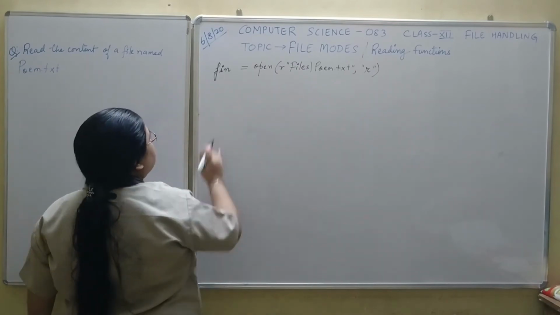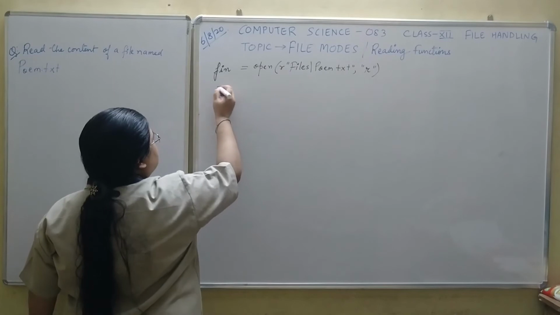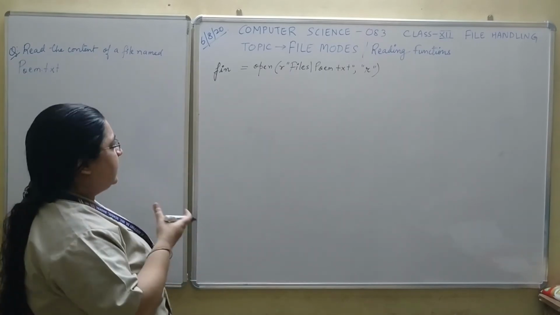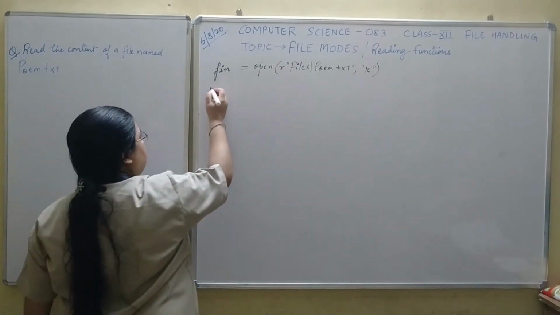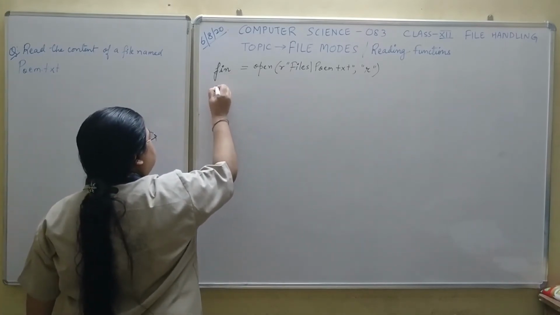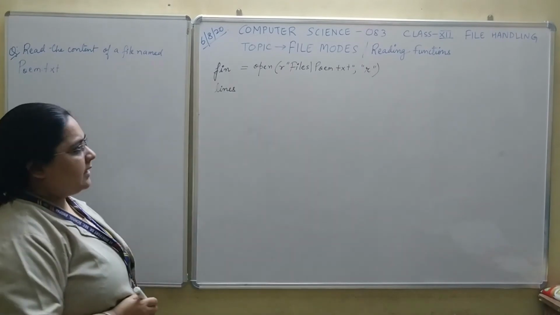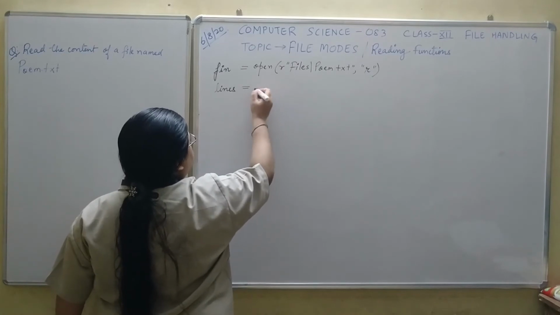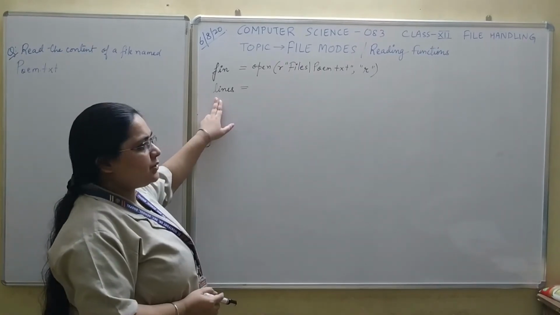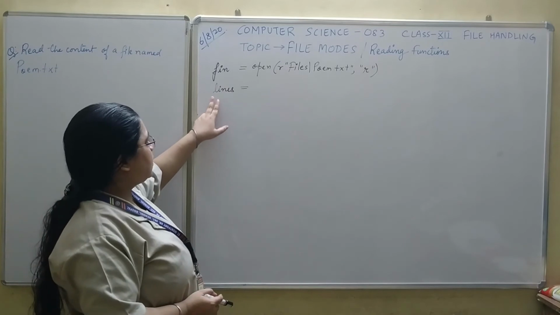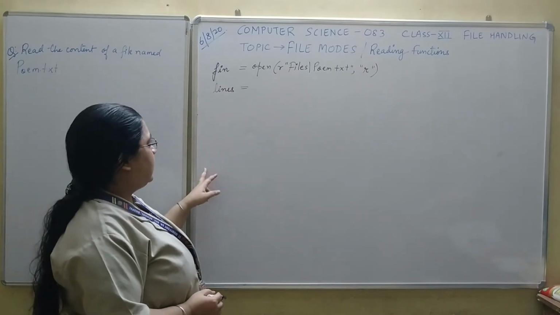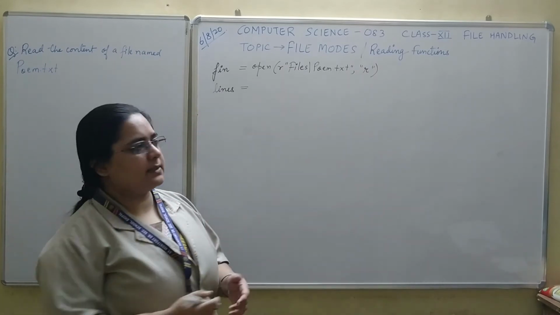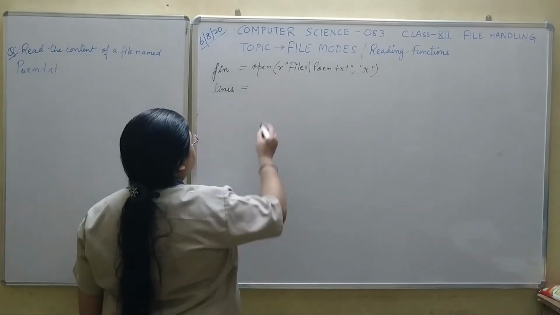read the content. Now for reading the content, students, we need to read everything within a string object. So let me take a string object. I have created a string object named lines, and this lines variable is actually a string object which is used for storing strings. It will store the entire content of the file as a single string. So how it works, let's see.